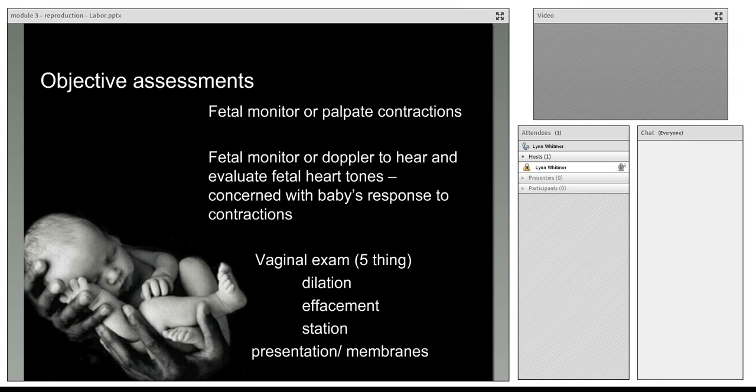Again, some objective assessments that we will do is to put the fetal monitor on her, and we can palpate contractions to assess whether they're strong or mild. You cannot tell strength of contractions by the external fetal monitor. You can only tell frequency. We want to listen to the baby's heart tones, as we said, because we want to know how the baby responds to the contractions. And then, of course, do the vaginal exam, which will give you dilation, effacement, station, presentation, and the status of the membranes. But the three things that you're going to most focus on are dilation, effacement, and station.